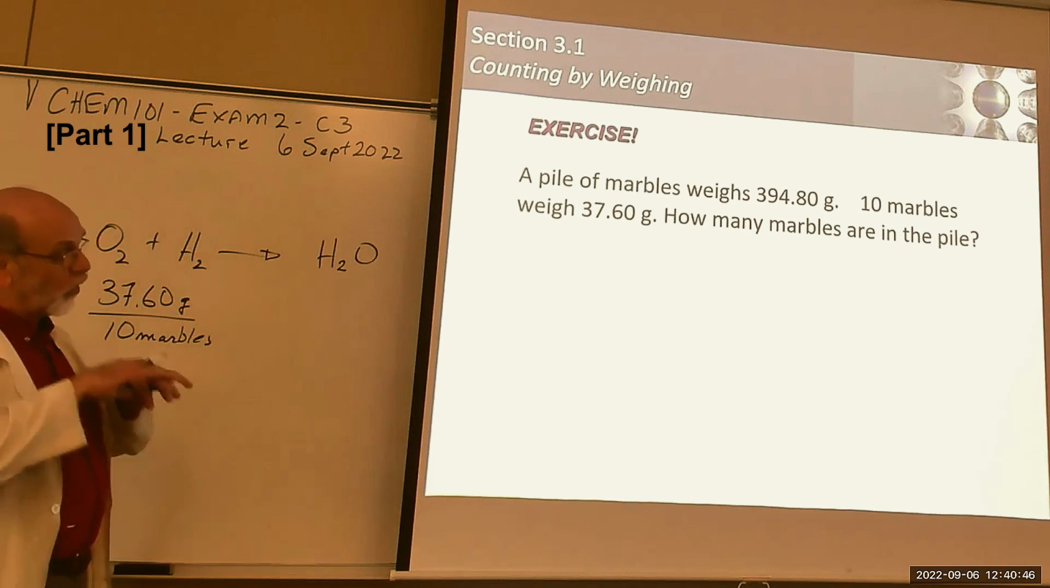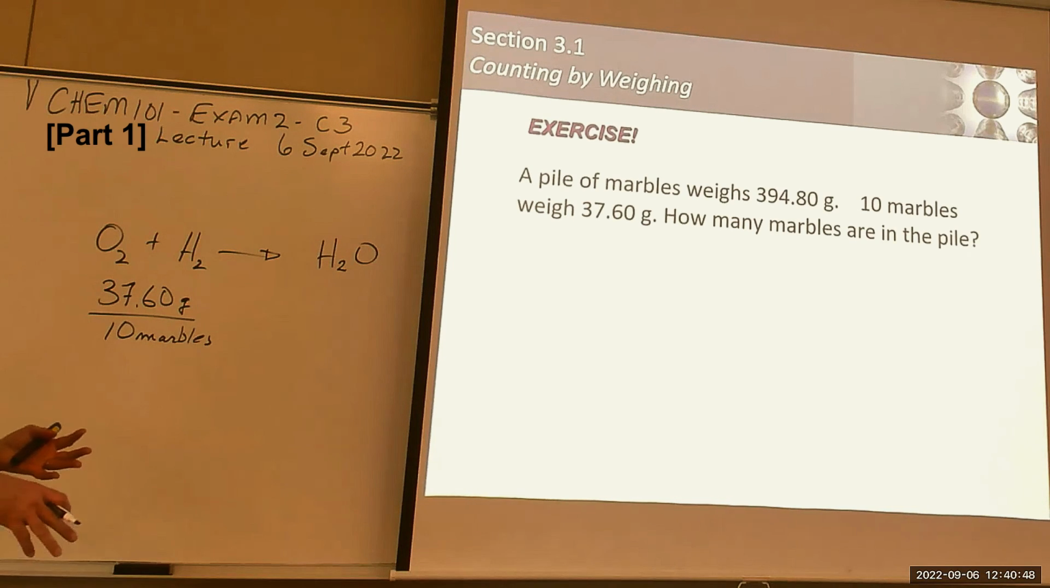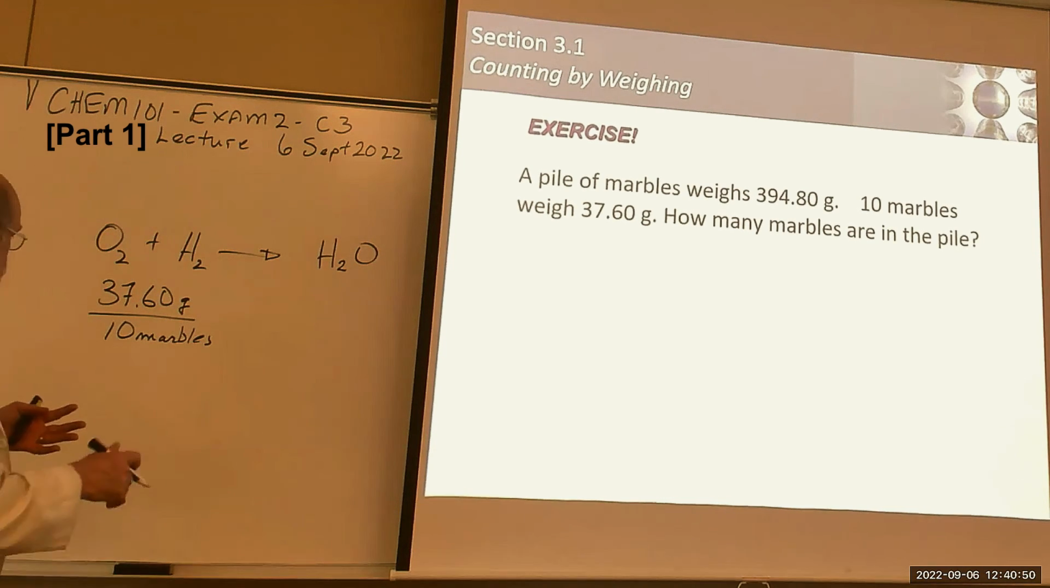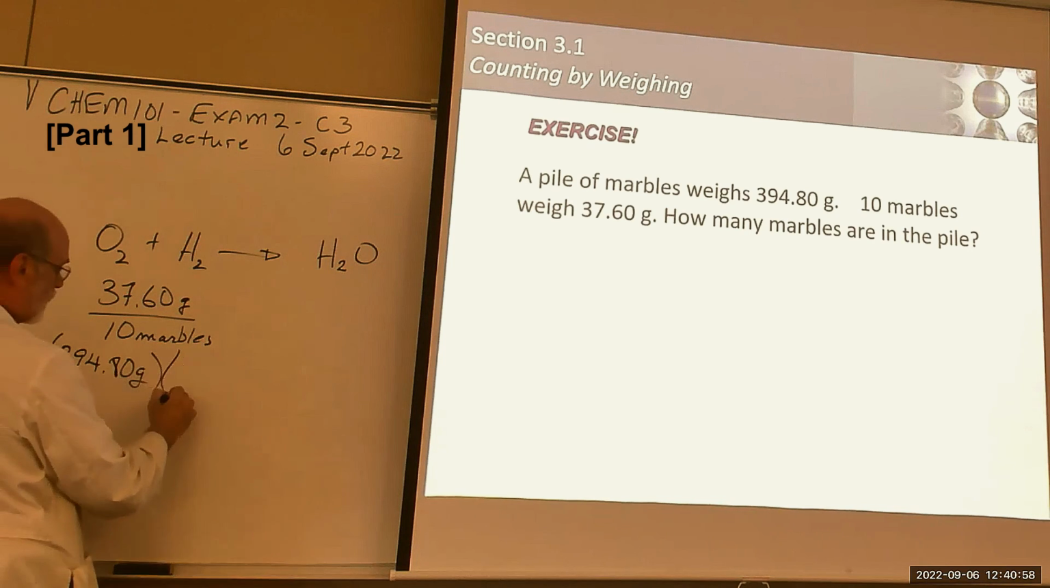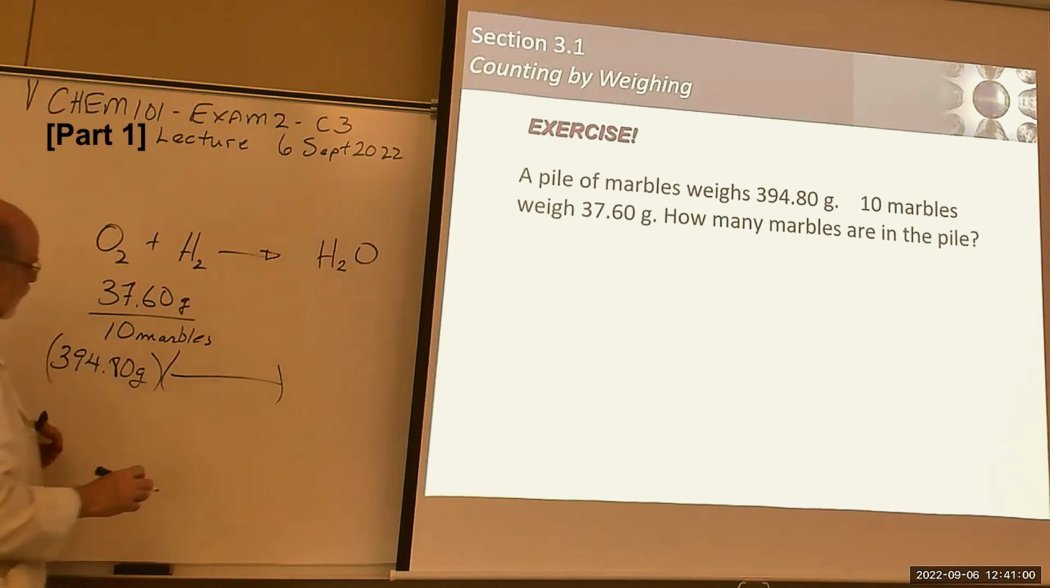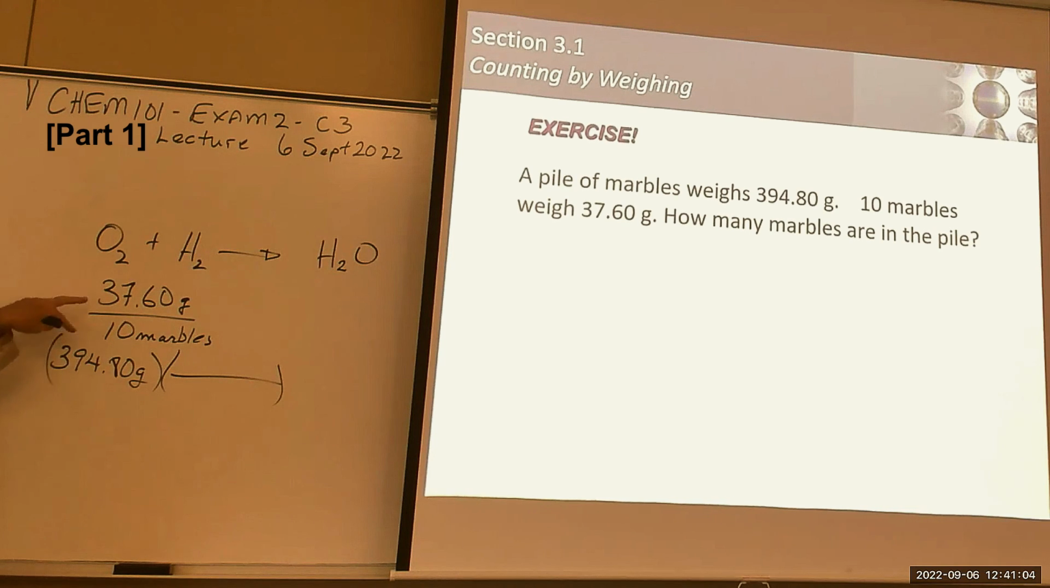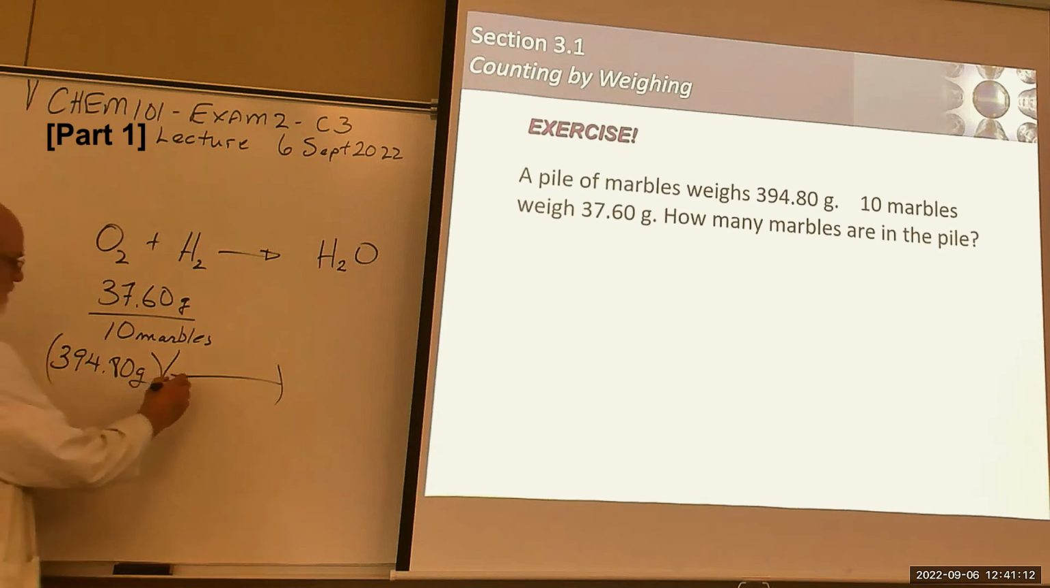So if we know the whole bunch weighs 394.80 grams, we want to convert that to the number of marbles. How would we rearrange this? Remember, this is equal to 1. All right, so if we need to, we can flip it. So we need to cancel the grams, correct? That means the grams needs to go on the bottom.